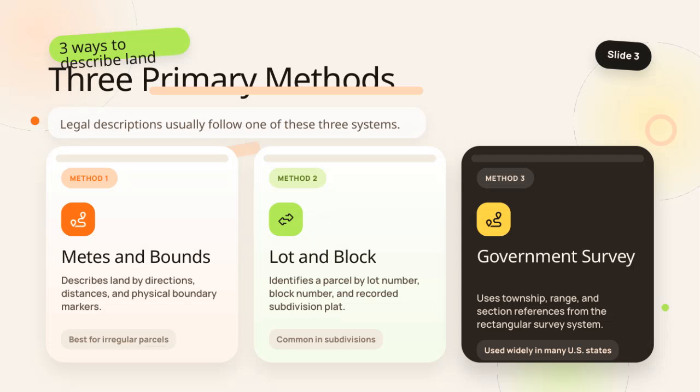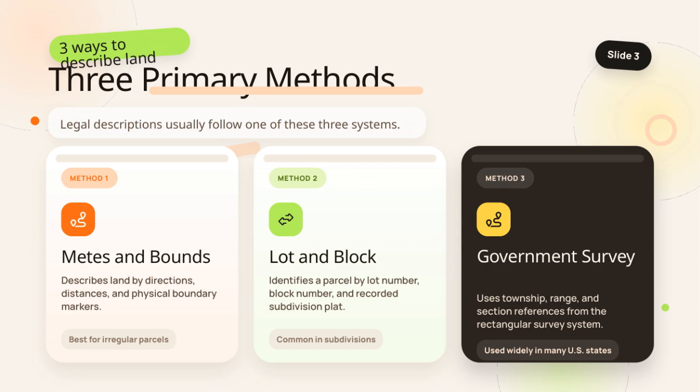Legal descriptions of land typically follow one of three primary methods. The first method is metes and bounds, which describes the land using directions, distances, and physical boundary markers. This approach is especially useful for irregularly shaped parcels of land. The second method is lot and block, which identifies a parcel by its lot number, block number, and a recorded subdivision plat. This system is commonly used in subdivisions, making it easier to locate specific lots.